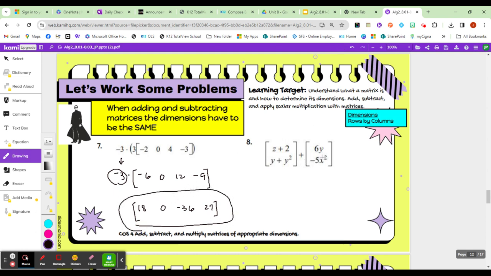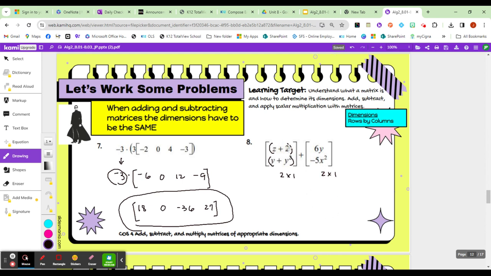I did want to put one that had some variables in it. So z plus 2, even though that's two numbers, it's still one quantity. And then y plus y squared, even though that's two terms, it's still one quantity. So this is a 2 by 1, and this is a 2 by 1. So I thought that made this problem a little bit more difficult.